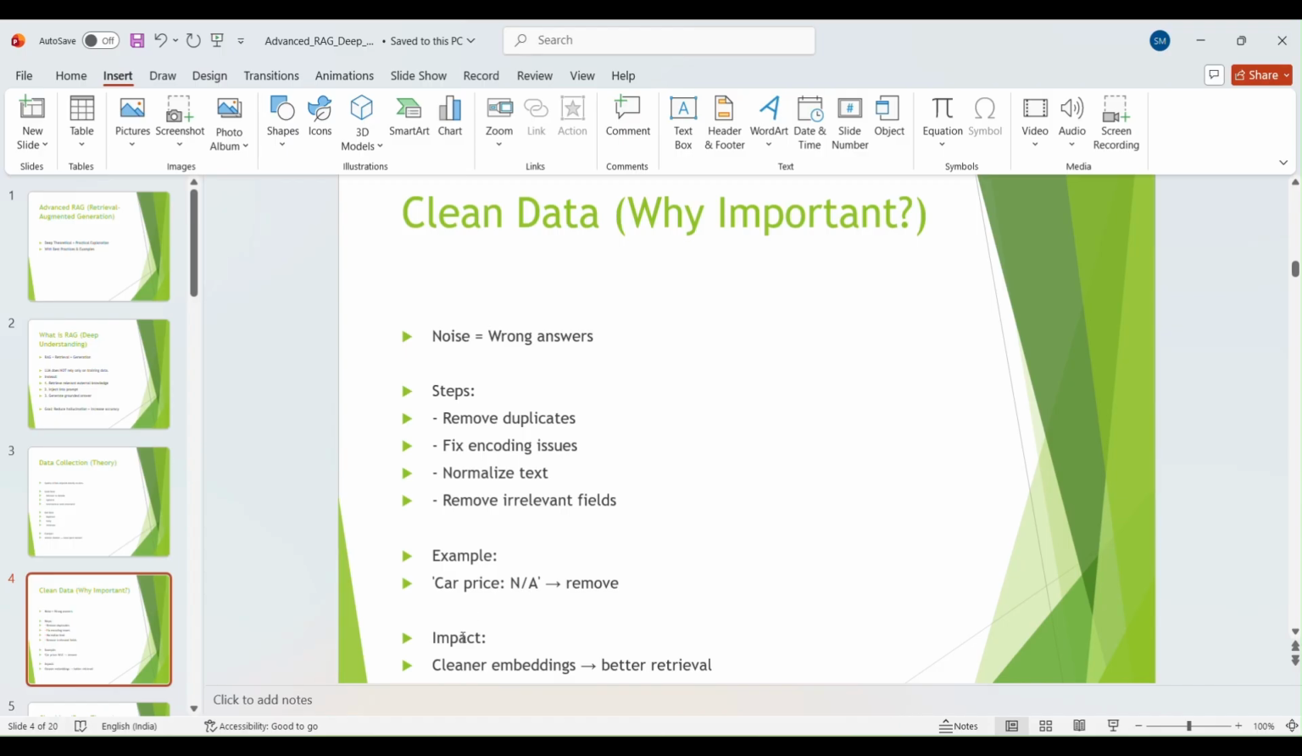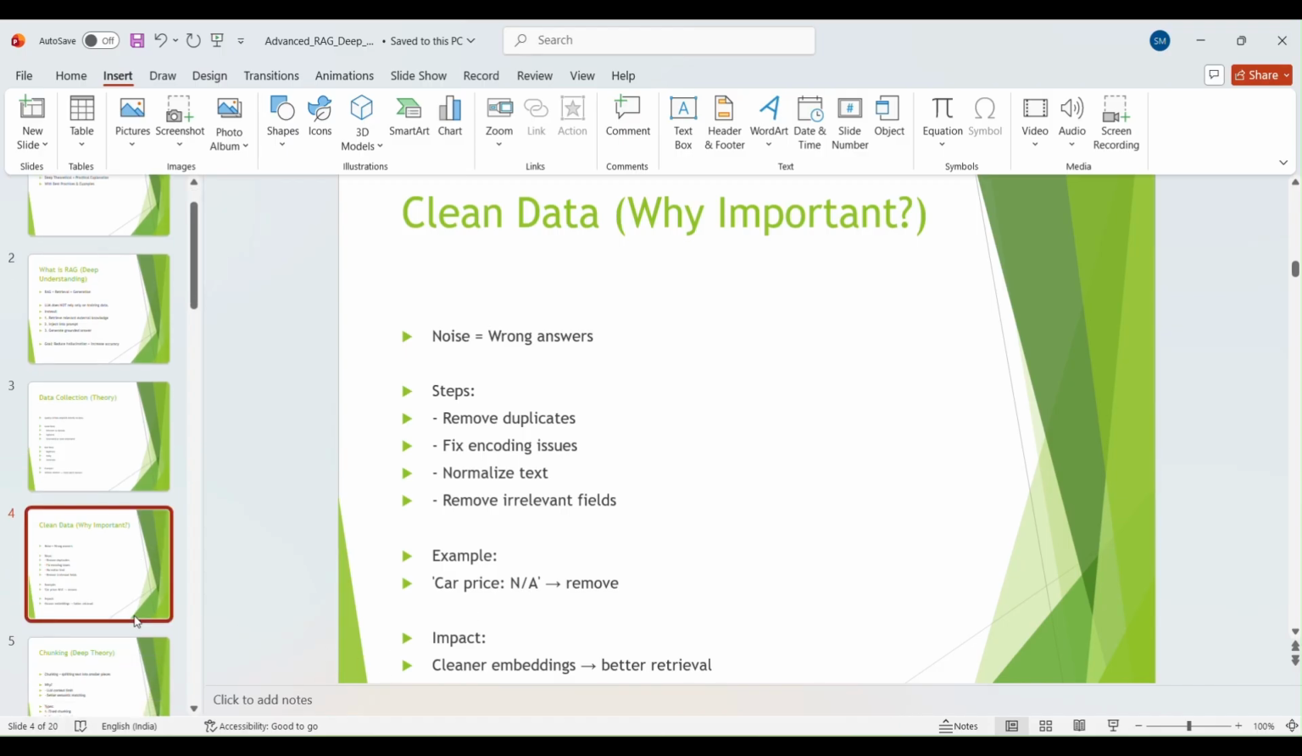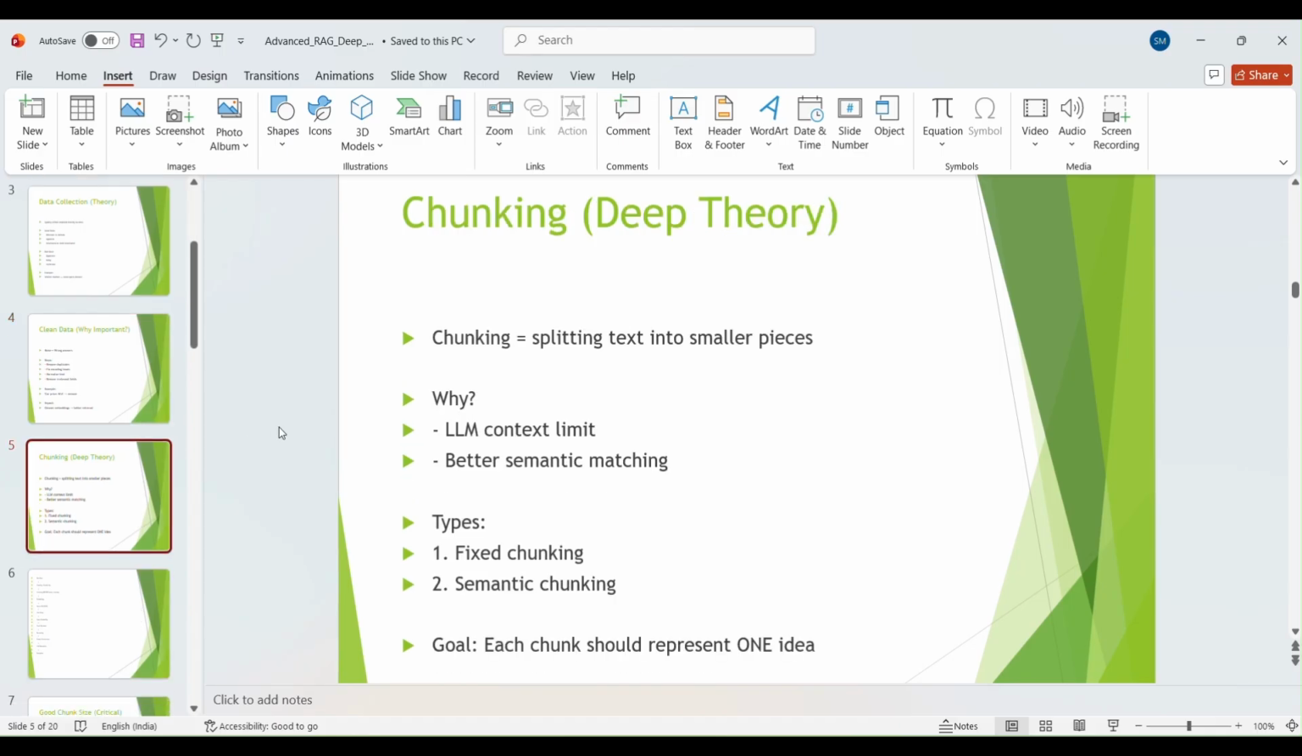Let's go to the next slide and we'll see. There are different components of RAGs. The first component was data collection, then the second is data cleaning, then the third one is chunking.